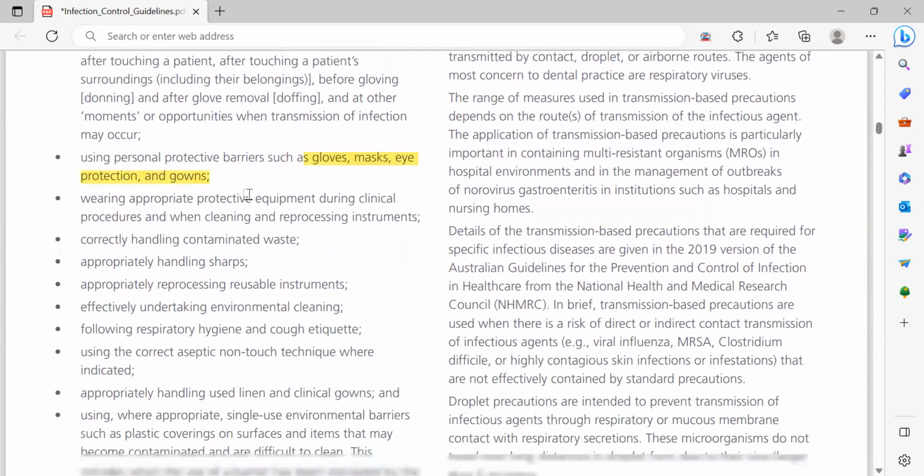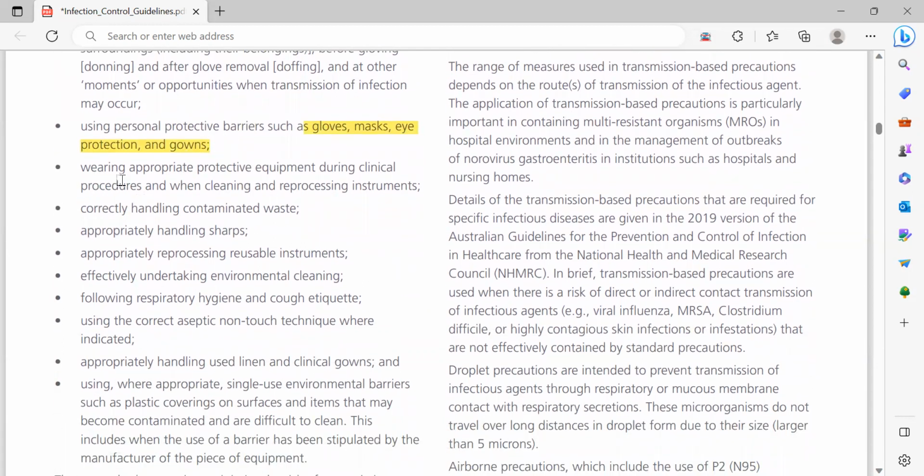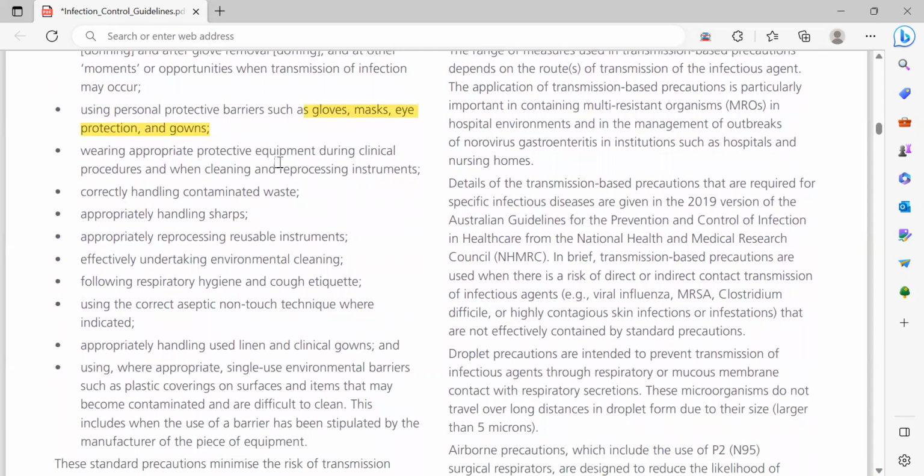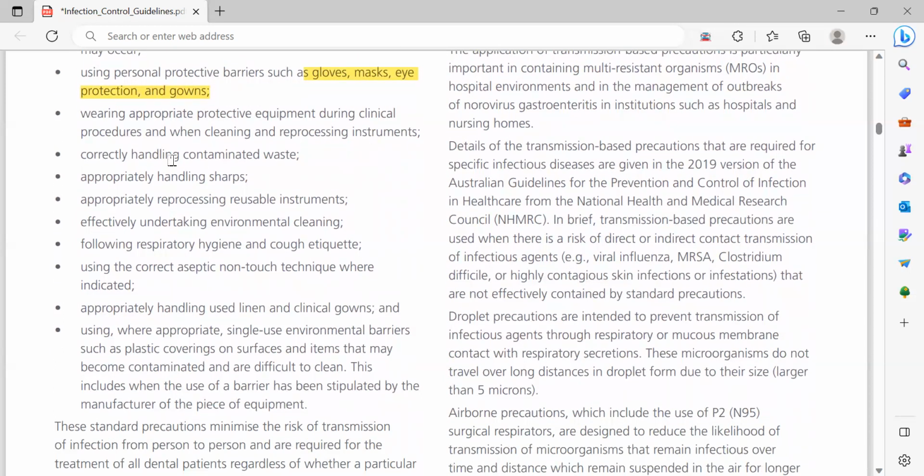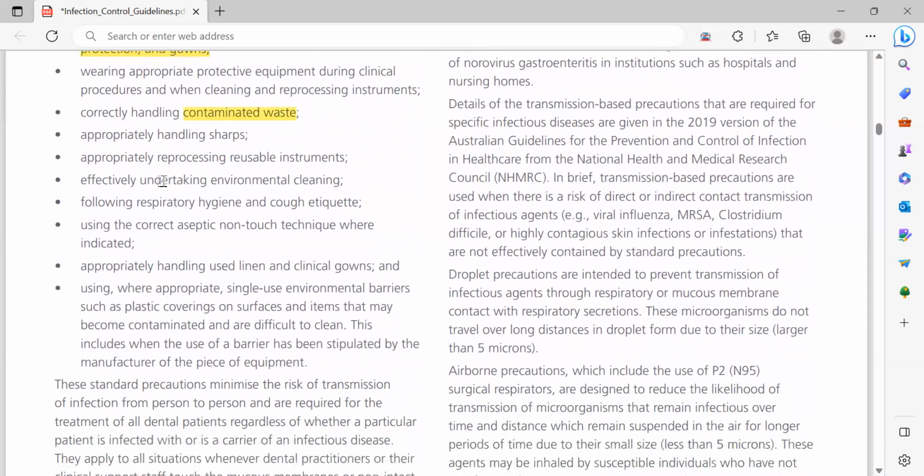These are the PPE that you need to wear for every patient. Wear appropriate protective equipment during clinical procedures and when cleaning and reprocessing instruments. So you need to wear this PPE not only during the clinical procedure but also during cleaning and reprocessing instruments in sterilization as well. Correctly handle contaminated waste. You need to be sure where to dispose of what, right? Appropriately handle sharps.